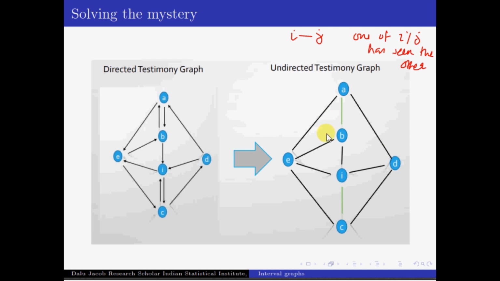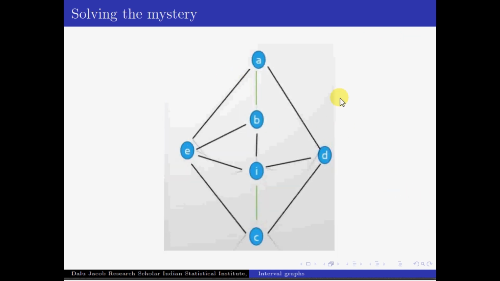Now let us focus on this undirected testimony graph and try to gather some information. What we know is that each professor was in the library for a particular time interval, right? They went to the library once, and so there is an arrival time and a departure time. So corresponding to each professor, I can assign a time interval. That means corresponding to each vertex I can assign a particular time interval, because each vertex denotes a professor. Now whenever there exists an edge between two vertices, suppose take J and K.